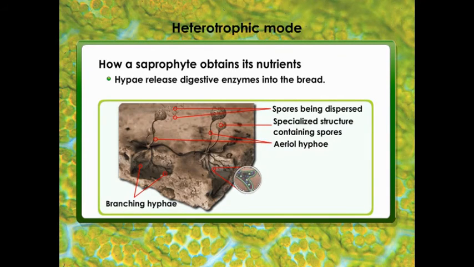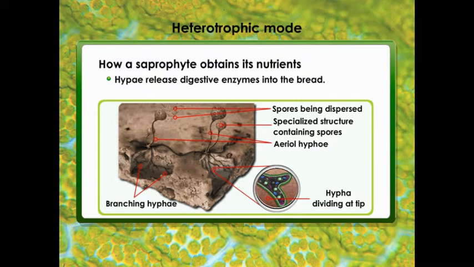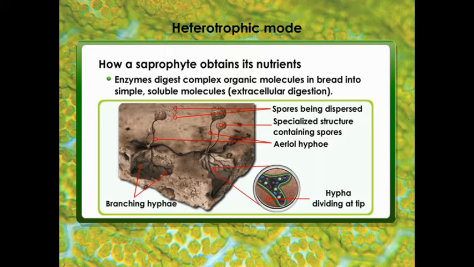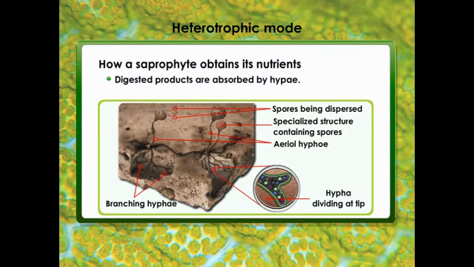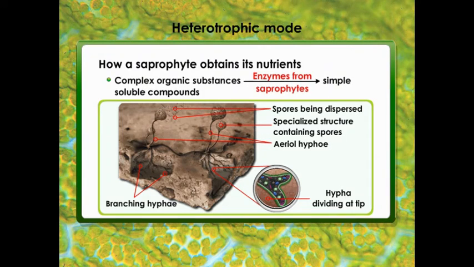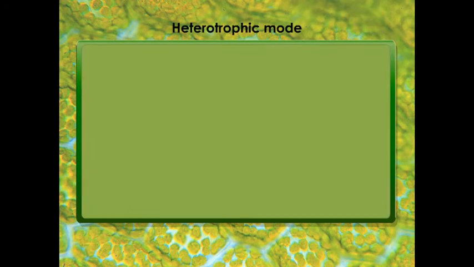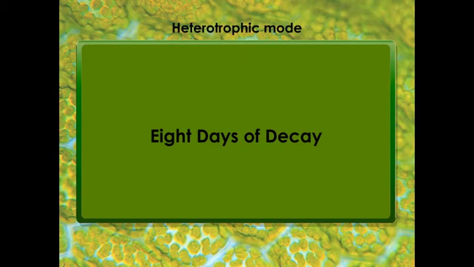To obtain nutrients, a fungus secretes enzymes into the living or dead organism on which it grows. Hyphae release digestive enzymes into the bread. Enzymes digest complex organic molecules in bread into simple soluble molecules, extracellular digestion. Digested products are absorbed by the hyphae. Now let us understand the decay process in bread from the video shown.